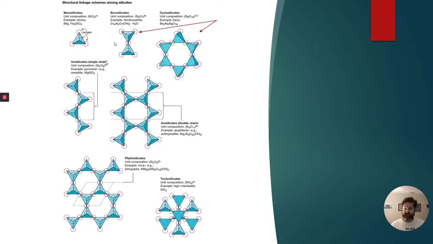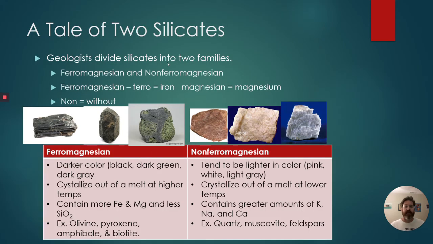And you've been seeing this a lot in your lab book last week. This just shows you the connection points with the oxygens of all the different frameworks. And as I was just discussing, there's two main families of silicates, the ferromagnesian and the non-ferromagnesian. Ferro is iron, magnesium is magnesium, so the non is without. But here's sort of what I was just saying on the last page. We've got a hornblende here, augite, olivine.